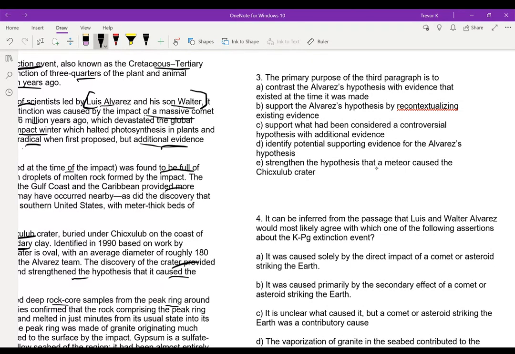Contrast the Alvarez hypothesis with evidence that existed? No, because it soon emerged. Support the Alvarez hypothesis by recontextualizing existing evidence? No. Support what had been considered a controversial hypothesis? Yeah, it was radical when first proposed, but additional evidence soon emerged. Yep. Identify potential supporting evidence for the Alvarez hypothesis? No, it seems a pretty strong thing, and it also doesn't get the sense of soon emerged. Strengthen the hypothesis that a meteor caused the Chicxulub crater? No, that's wrong, and also wrong place because Chicxulub gets mentioned down here, not in the third paragraph.